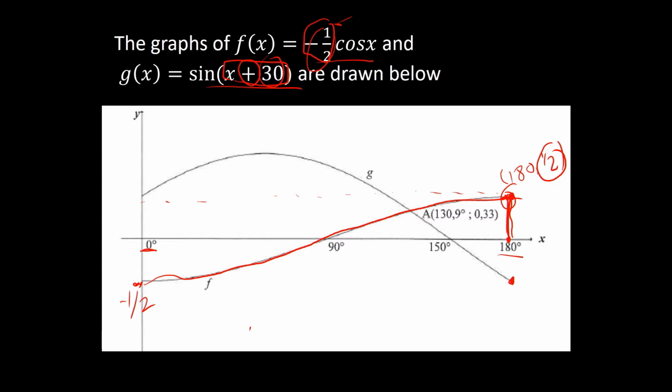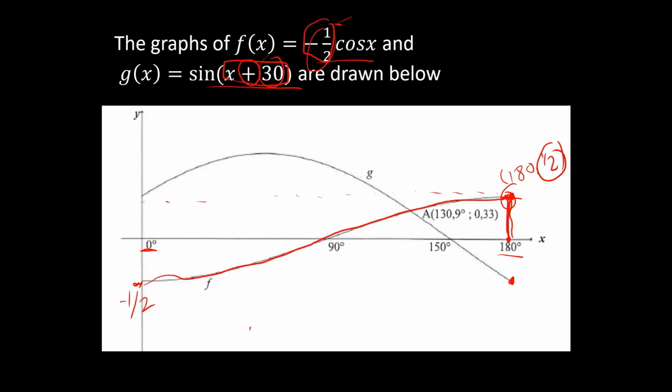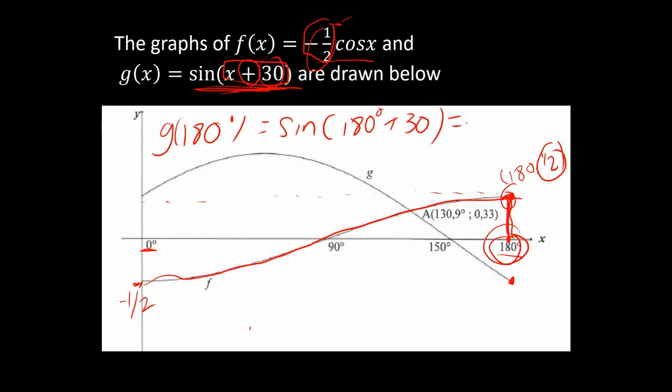Now, if you don't know that that value is in fact negative a half, how would you find it? Remember this is a function value, so all you would do is take that value of 180, substitute it into what you've got for g. g of 180 degrees would be equal to sine of 180 degrees plus 30. I'm just finding the function value. So sine of 180 plus 30, that's the same as sine of 210.